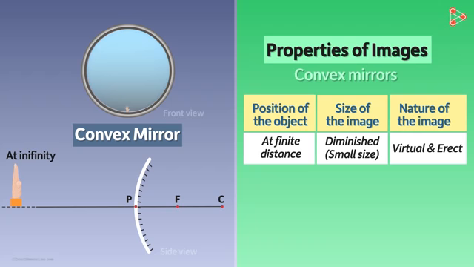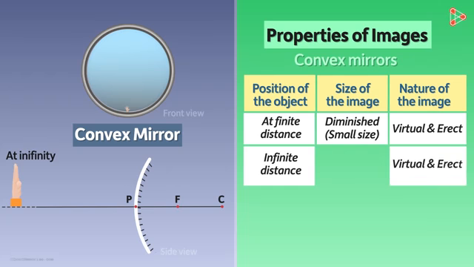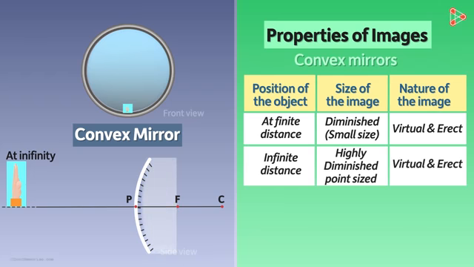But here, the image is a virtual image. So when the object is kept at infinity, the image formed is virtual, point-sized, and highly diminished. Notice that even though the object is kept at infinity, the image is not at infinity. It is at a finite distance behind the mirror, even though the object is infinitely far away. In fact, this is the maximum distance at which an image can be formed. Image in a convex mirror cannot be formed behind this point.